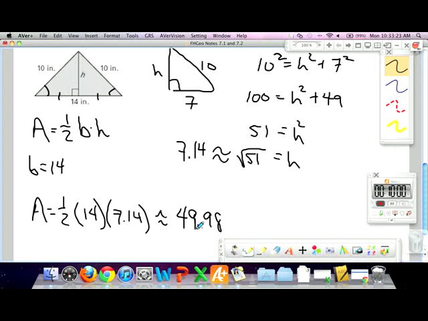What's the unit that's associated with this answer? Inches squared. Inches squared is an area. Areas are square units. So 49.98 square units, or inches squared.